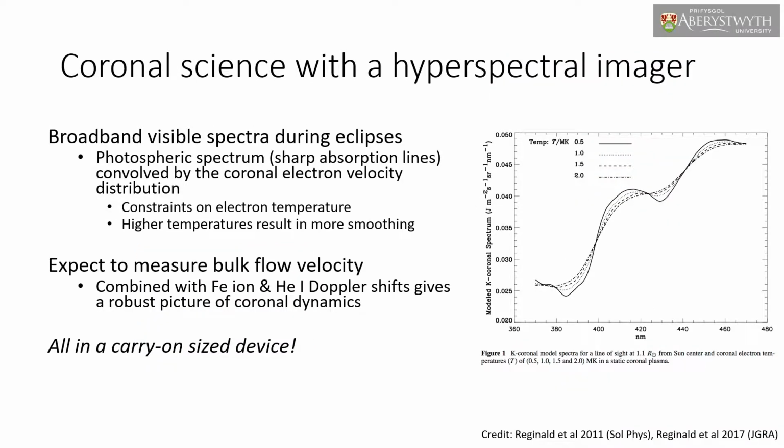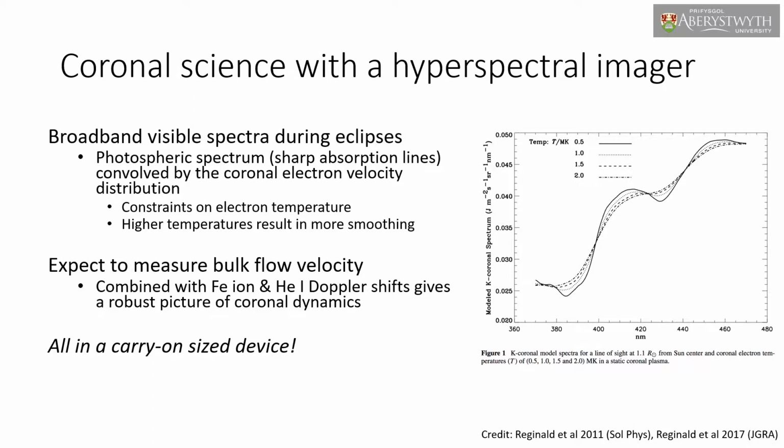So our coronal science measurements can really benefit from a hyperspectral imager. With a high-resolution broadband spectrum at each pixel, we'll gain insight into the other major component of coronal plasmas, the electrons, not just the ions. By taking a look at the figure on the right, you'll see that the K coronal model spectra displays a solid black line indicative of just 500,000 degrees electron temperature. Note how well defined the peaks and the valleys are for that solid black line in comparison to the dashed lines at higher electron temperatures.